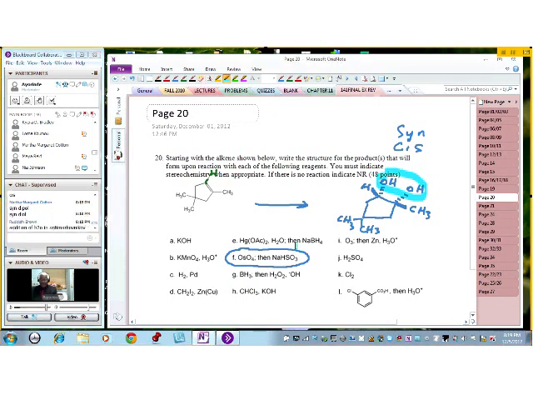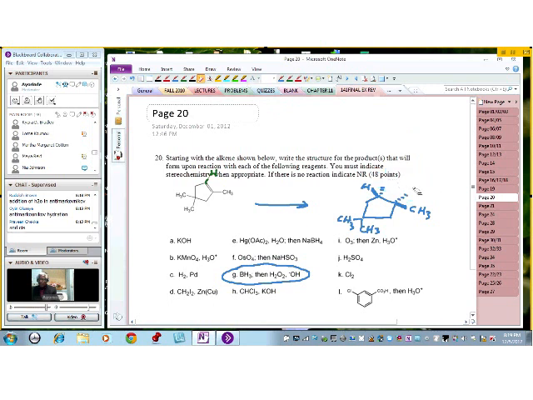About G, what happened with G? What do we get with G? Addition of the elements of water, anti-Markovnikov addition. Excellent. Very good. Anti-Markovnikov addition. So, let us see that. So now let us do G. This is borane, that's BH3. Then you follow it up with hydrogen peroxide in basic medium. So what do we get? We get addition of water, and this is also a stereospecific reaction, and it is also regiospecific.